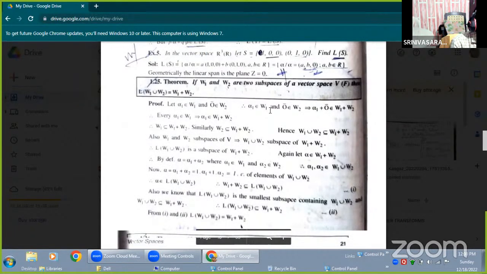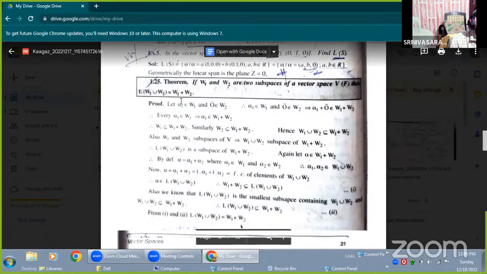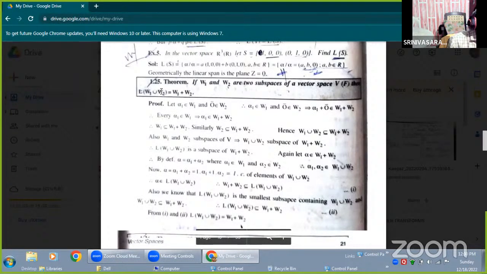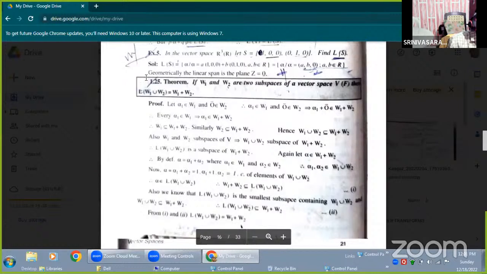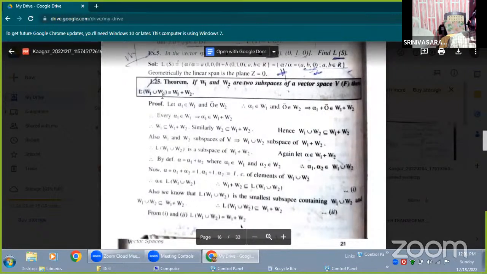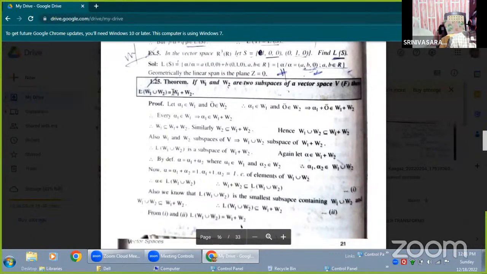Basically, the linear span of the union of the subspaces means the linear sum. W1 union W2 is also referred to as the linear sum of the subspaces. The linear span of the union of subspaces must be equal to the linear sum. That is, L(W1 union W2) equals W1 plus W2. We treat the linear span of the union of the subspaces as equal to the linear sum. Linear sum means the sum of the subspaces.